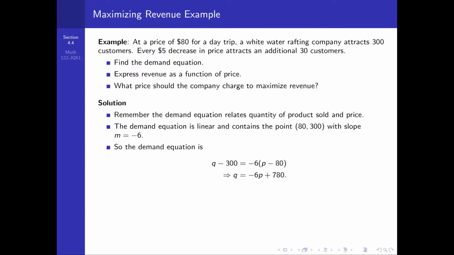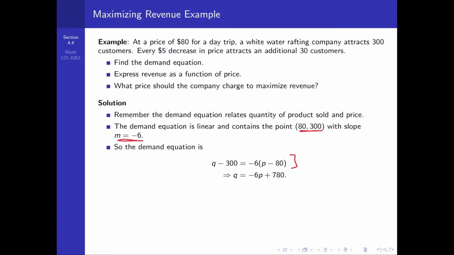I have Q minus 300 equals -6 times (P minus 80). So where am I getting this equation right here? This is just point-slope form of a line. I said that the demand equation is linear, it contains the point (80, 300), and it has a slope of -6. I take those pieces of information and plug them into the point-slope form of a line. If you need to review that, just pause the video and look up the formula for point-slope form of a line, and you'll find that this is what you would get.